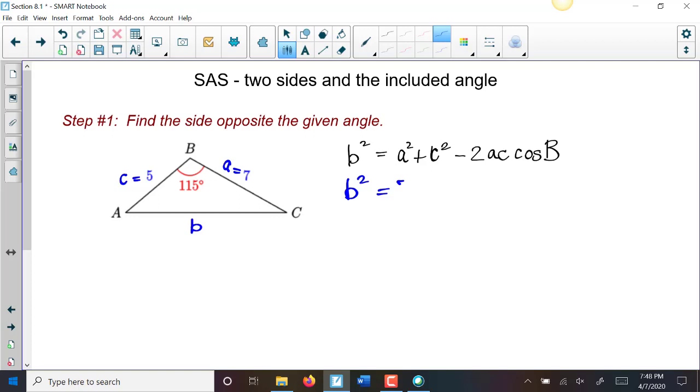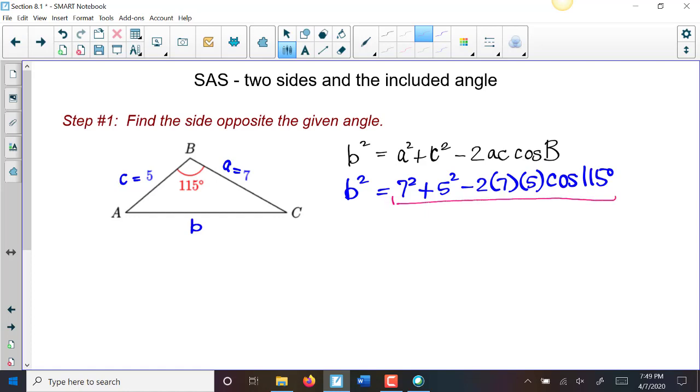Okay, so little a is 7, so 7 squared. Little c is 5, 5 squared, minus 2 times 7 times 5 times the cosine of angle B, which is 115 degrees. Okay, so this is probably the nicest of the two situations because all we really have to do is put that in the calculator. Make sure that you are in degree mode when you use your calculator, and you just plug that in. And I'm going to write down what I get for b squared.